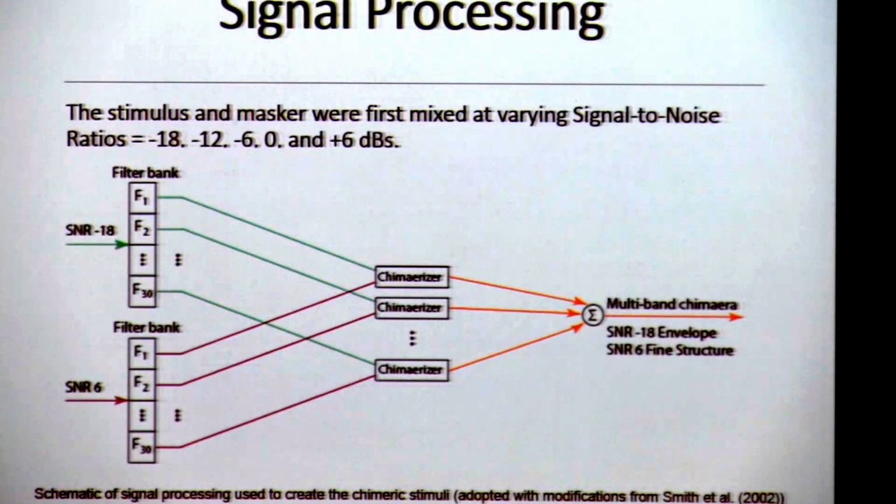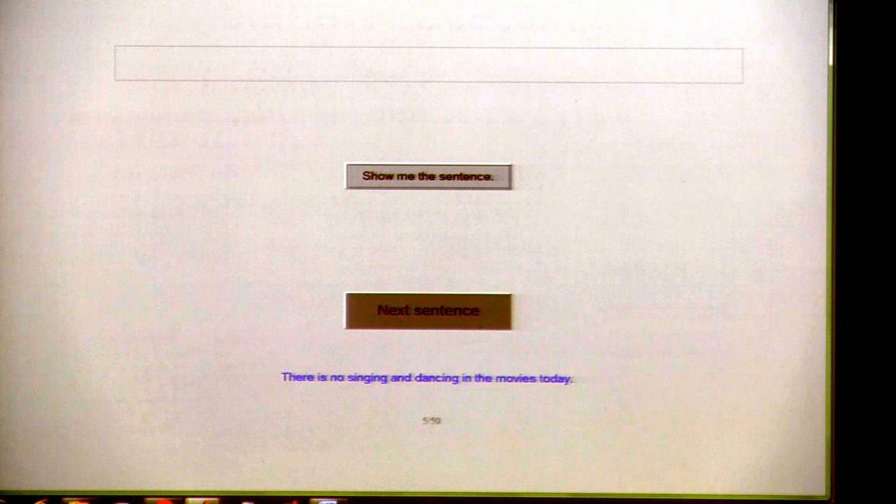If we go back to the previous slide, all these single-band chimeric stimuli were added together, and our final result was a multi-band chimeric stimulus consisting of, in this example, an envelope signal-to-noise ratio of -18 and a temporal fine structure signal-to-noise ratio of +6. Using this method, we created 500 processed sentences with varying temporal fine structure and envelope signal-to-noise ratios. As for our procedure, all of our participants were tested in a sound attenuated booth with supra-aural headphones, and they were all given a brief training session.